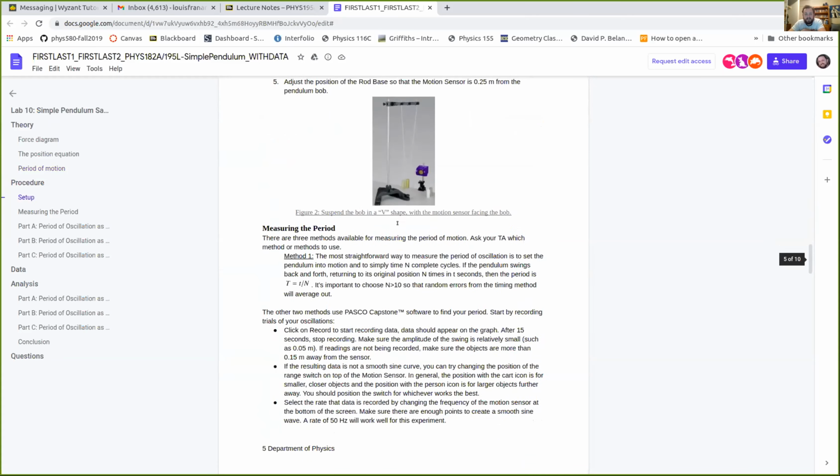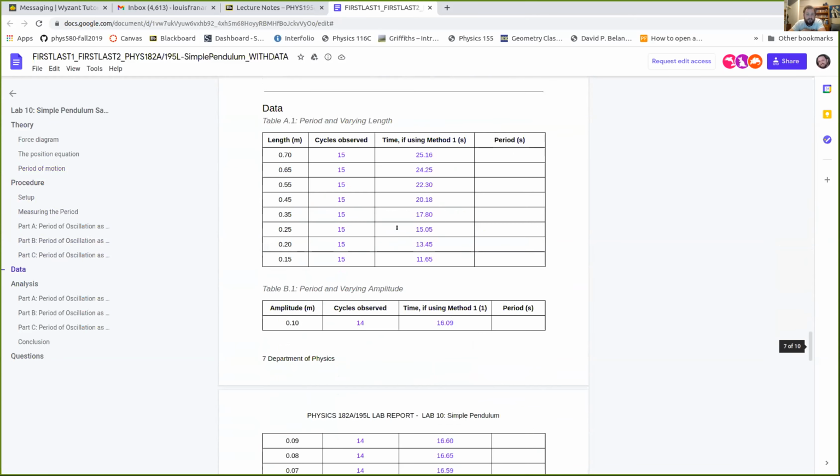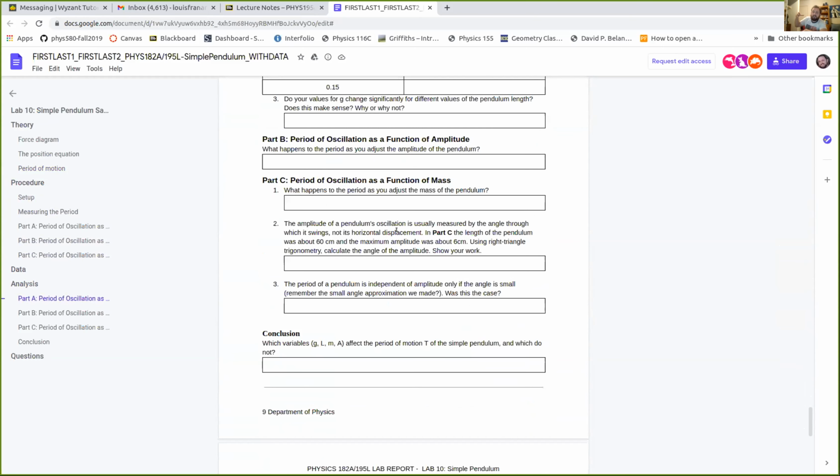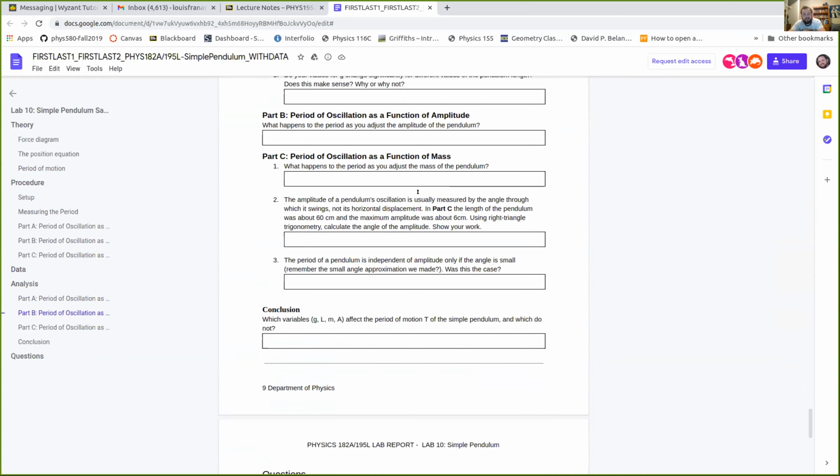So you should expect nothing to change when you change the amplitude. The amplitude is just how far you swung it. Okay, so you bring it out to here and let go, or you bring it way out to here and let go. It shouldn't really affect it as long as you're within a small angle, and we're not going to disobey the small angle rule here. So what happens to the period as you adjust the amplitude? Nothing. Should be nothing. So verify that you have nothing.